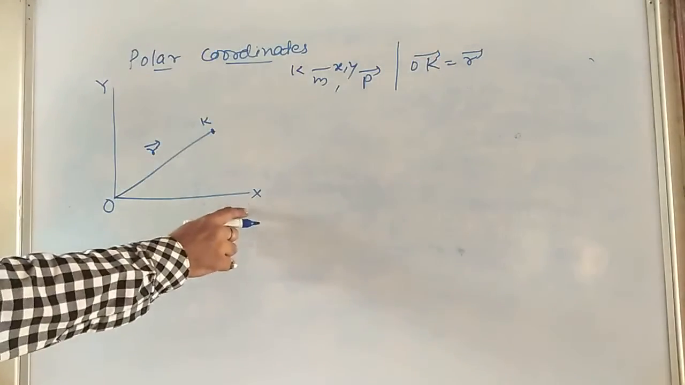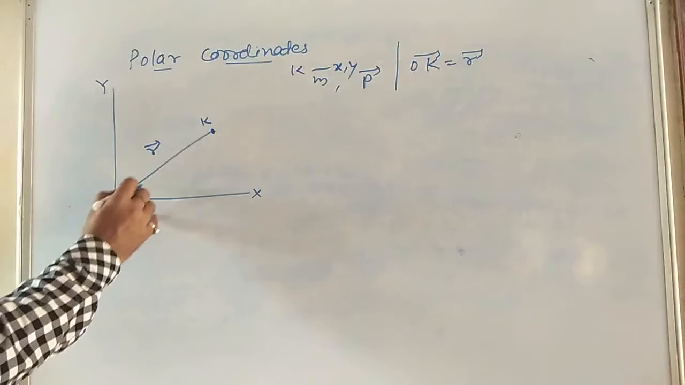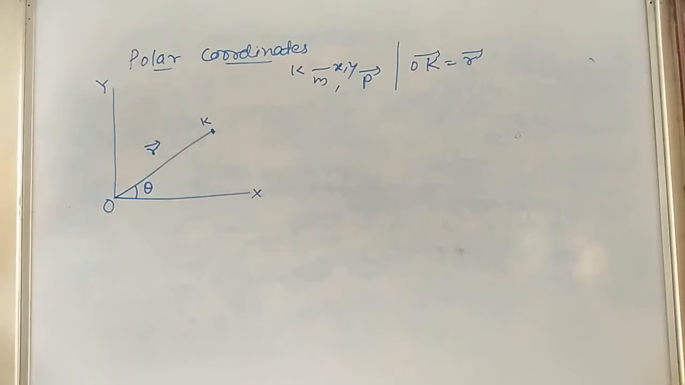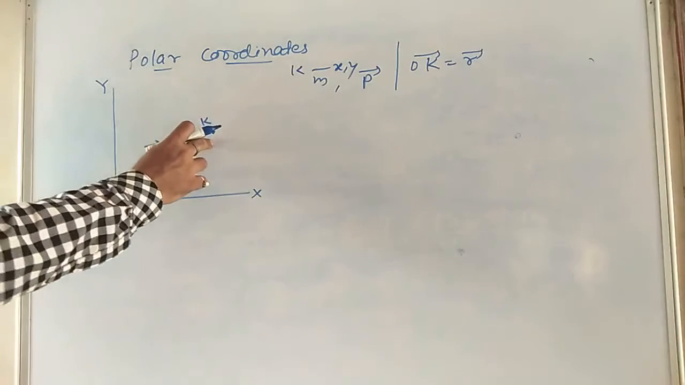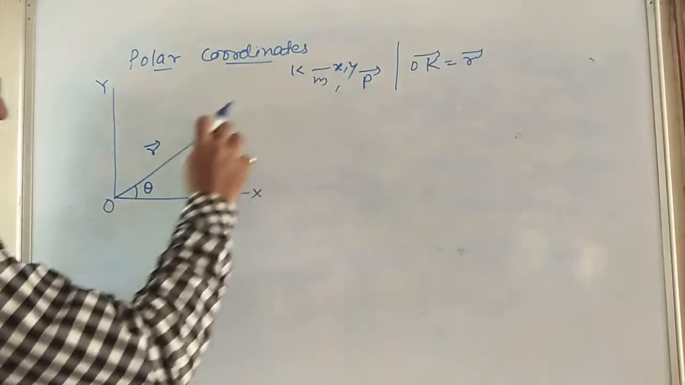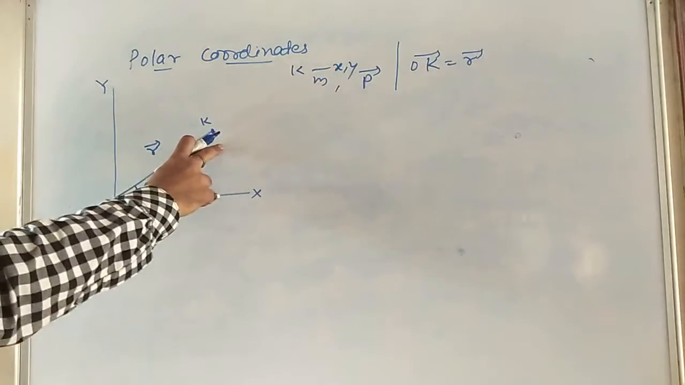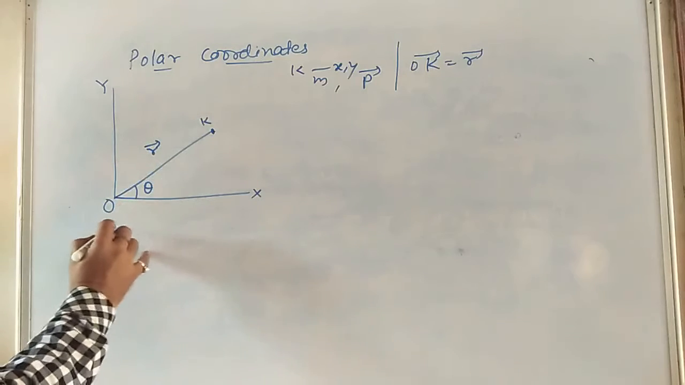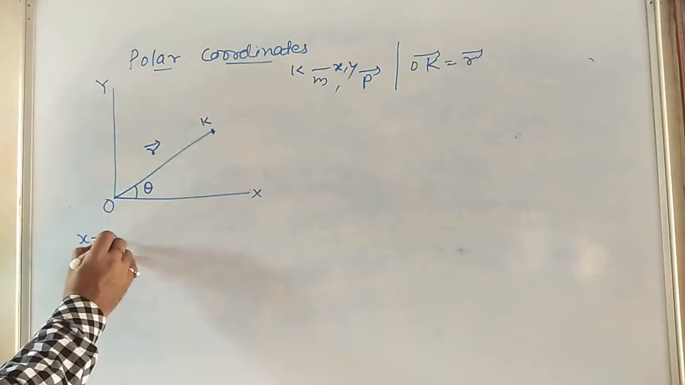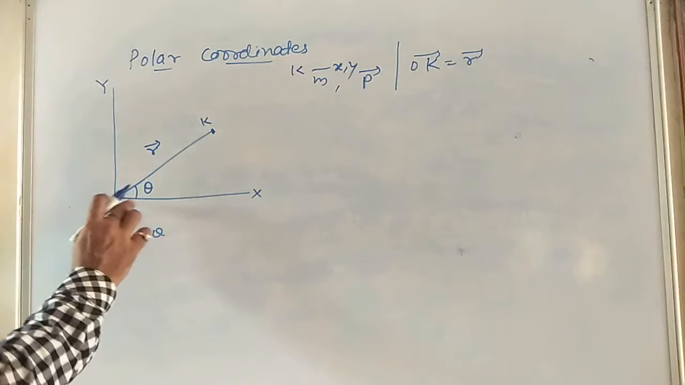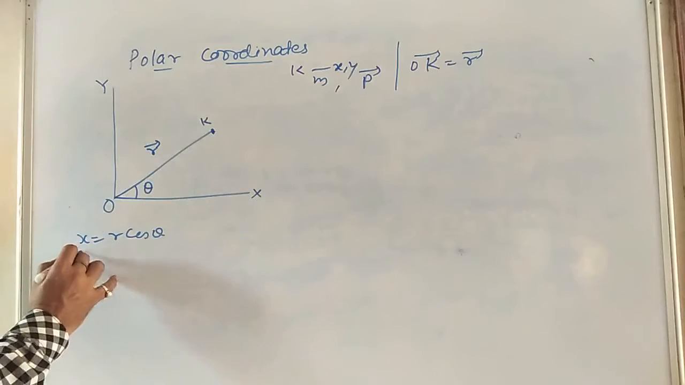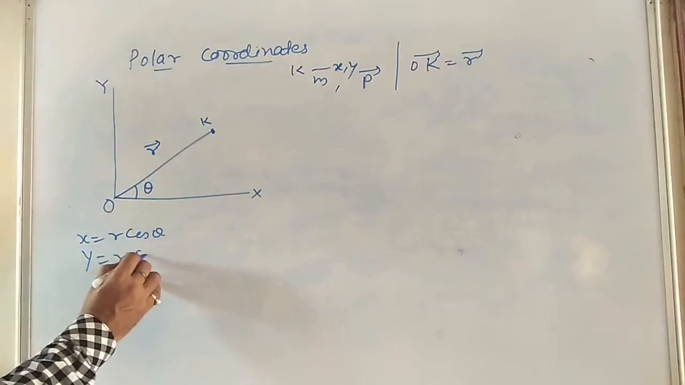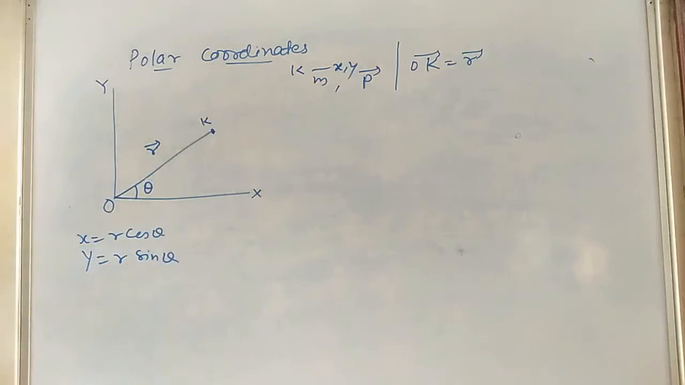And angle XOK is theta. यहां पर क्या कोऑर्डिनेट लिए हैं? XY. So the component of R along this axis X is equal to R cos theta, and Y is equal to R sin theta. जिधर एंगल बनता है उधर कंपोनेंट ये होता है.